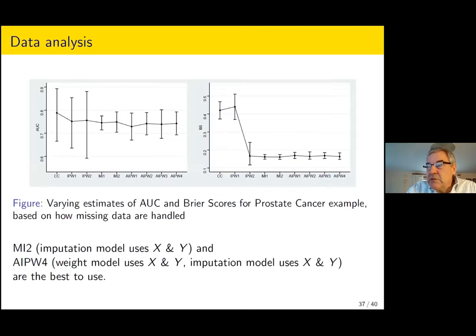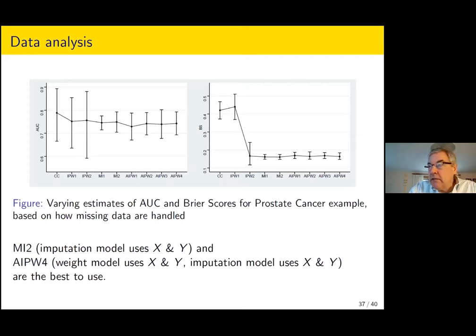So here are the results. AUC on the left: the complete cases, which is 10% of the data, give 0.79, whereas the other methods are more like 0.75, 0.76. It's actually quite hard to change an AUC value, so 0.75 to 0.79 is a moderately big difference. And the ones we liked, MI2 and AIPW4, seem to be quite similar here. You can see we've got confidence intervals, which are just from a bootstrap.